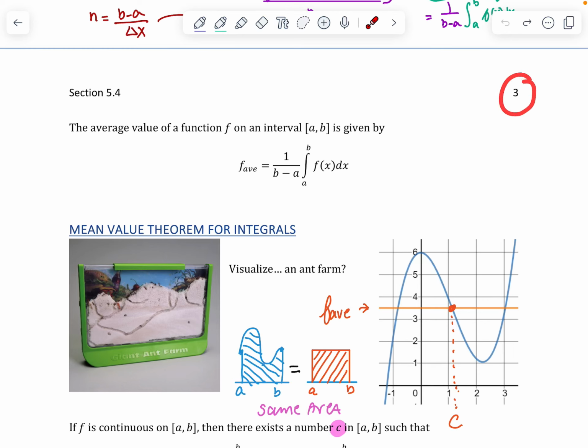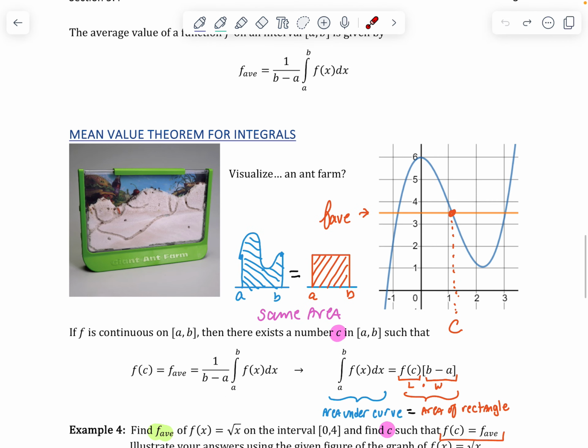Section 5.4, page 3. So we just defined the average value of a function, but didn't write it all together. So here it is written out together. If I have f, which is a continuous function on the interval from a to b, then I can integrate that function from a to b. And if I take that integrated value and multiply it by the reciprocal of the interval width, then I essentially have the average function's output.